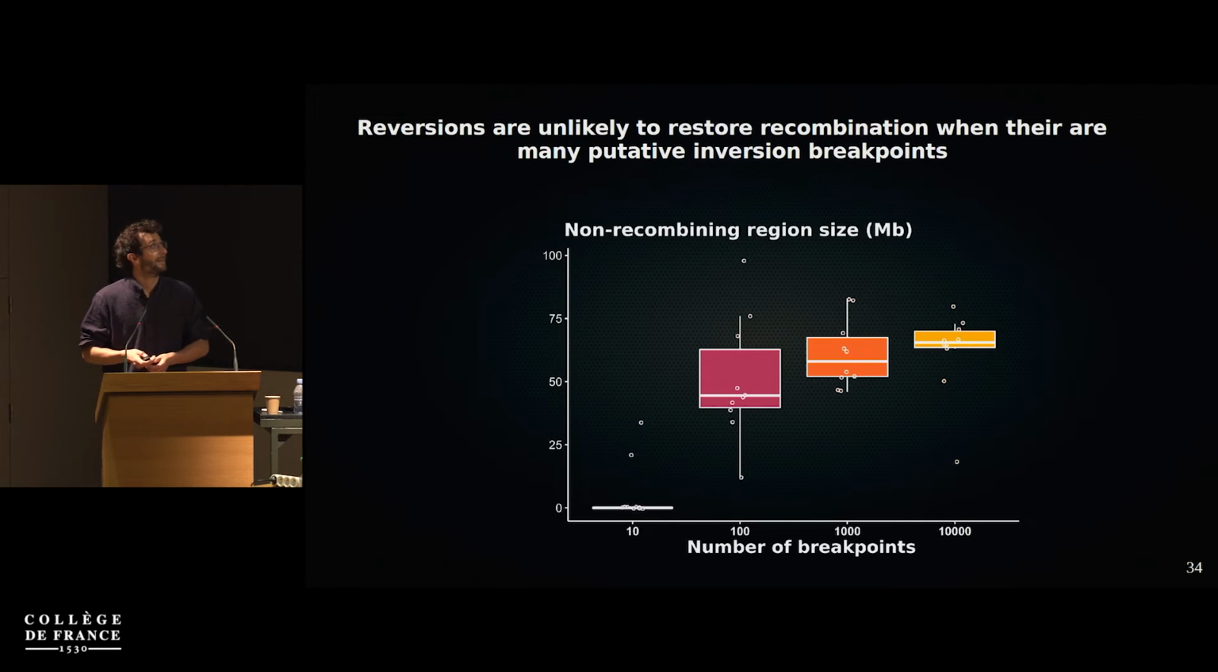To summarize this data, this is the size of the non-recombining regions in megabase at the end of the simulations, depending on the number of breakpoints. And you can see when there are more than 10 breakpoints, the non-recombining regions increase in size with time. Only when there is a low number of breakpoints, there is a lot of reversion, and so no extension of the non-recombining regions.